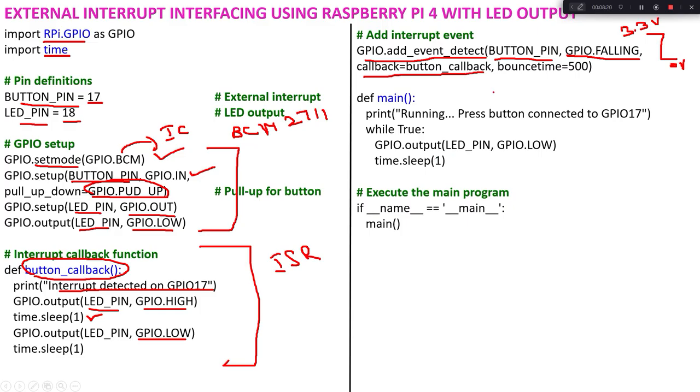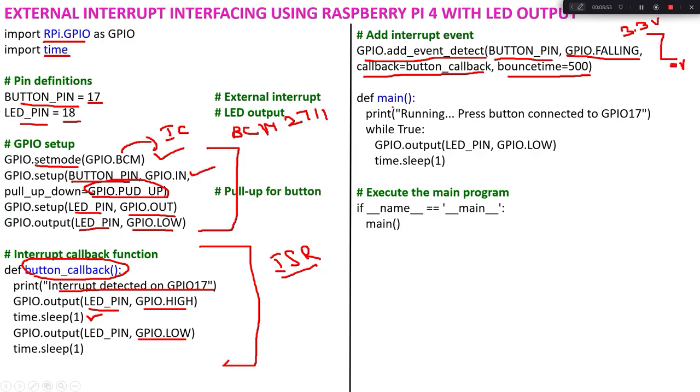button_callback. And the bounce time: since we are using a switch, there will be a bounce time. When I press a switch and release it, there will be oscillations. In order to eradicate this key bounce, we wait for 500 milliseconds. Until 500 milliseconds have passed, any transition after pressing a switch will not be taken into account. So we are adding an event. When this event occurs, it will go to this ISR and execute this program.